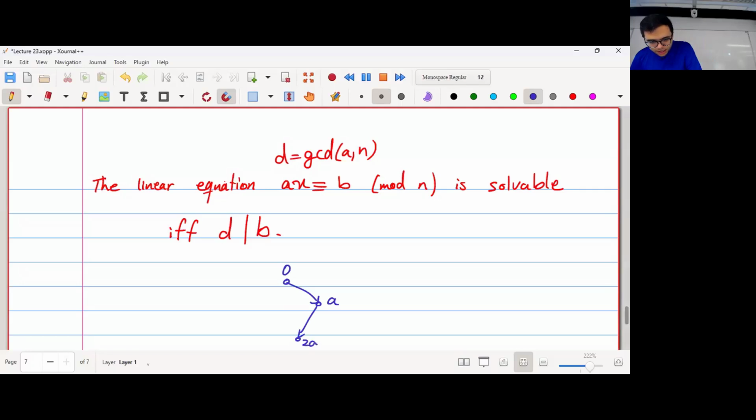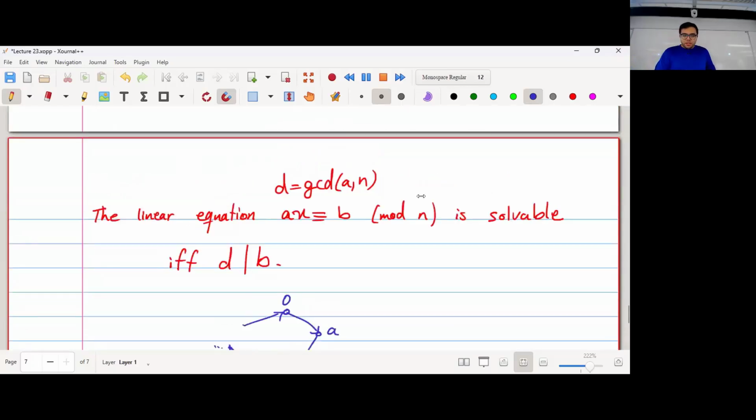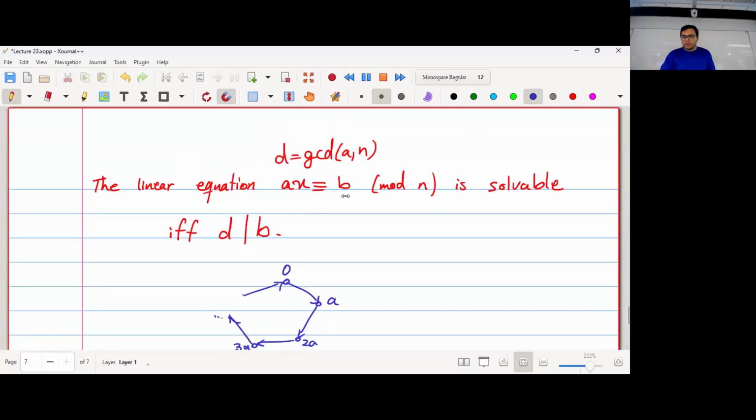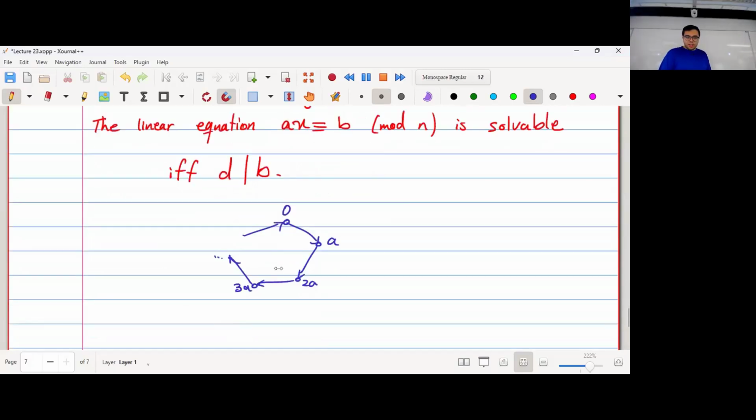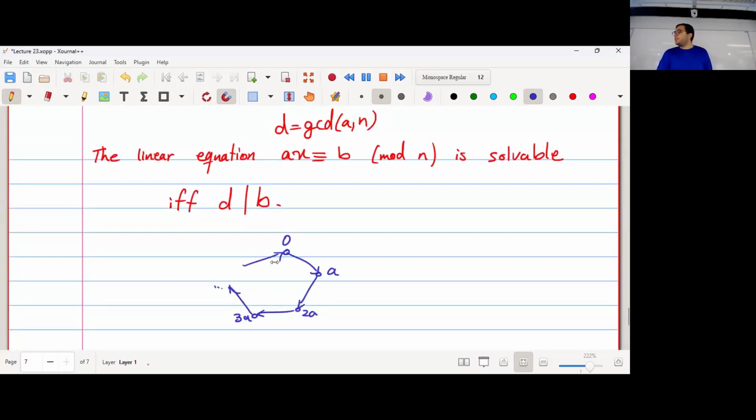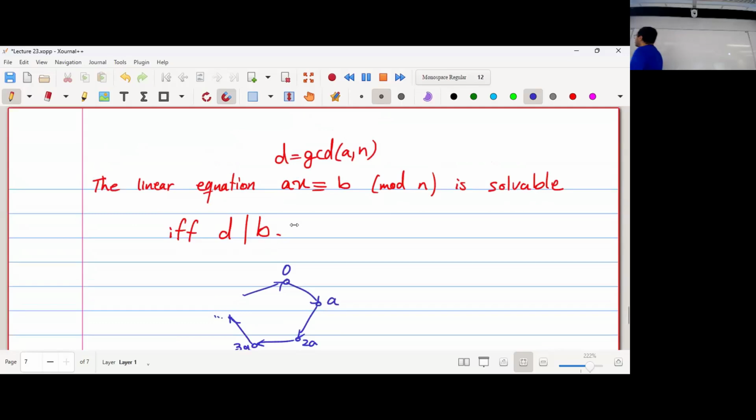2a, 3a, and so on, until at some point it comes back, right? And these are calculations modulo n. So if I want to solve ax equals b, what I mean is that b should be in this cycle, right? But we talked about this cycle. What is this cycle? This cycle is just all the multiples of the GCD. So if b is in this cycle, then b is a multiple of d. Okay, so this is nothing new. This is just the same thing that we've seen with cycles before.